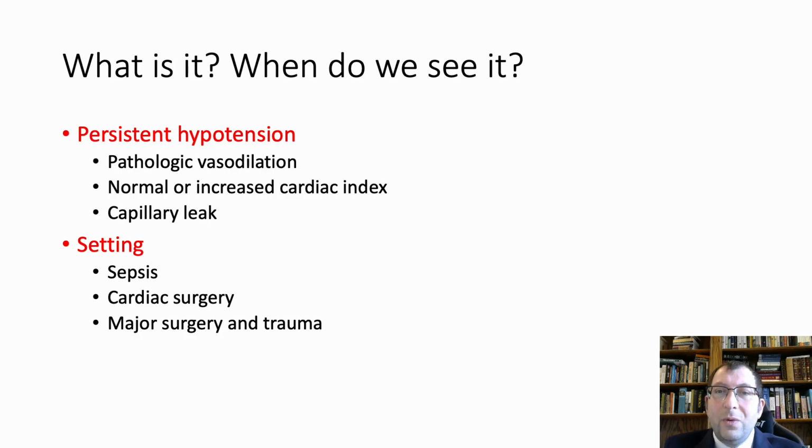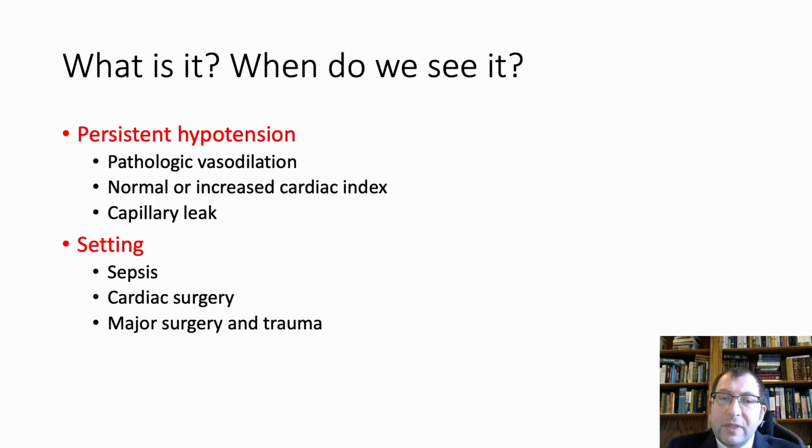What is it? When do we see it? In short, vasoplegic syndrome is persistent hypotension as a result of pathologic vasodilation in the setting of normal or increased cardiac index. The resultant capillary leak leads to third spacing and tissue hypoxia.